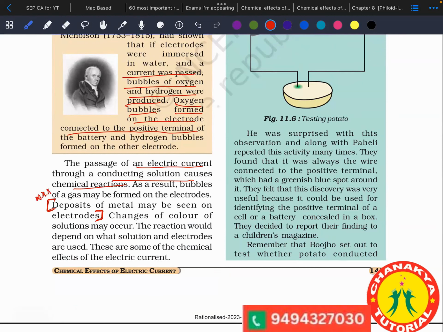If we use two metals, two electrodes, one electrode may degrade and become thin, while all the material which is degraded from that electrode may deposit on the other electrode. So this is an application of deposition. Deposits of metal may be seen on the electrodes, whereas changes of color of the solution may occur. As I have told you, if there is change of color, there is a chemical reaction taking place. The reaction would depend on what solution and electrodes are used. These are some of the chemical effects of the electric current.